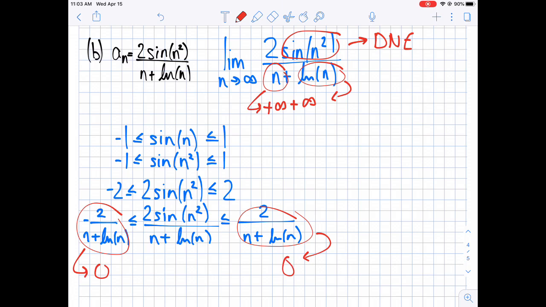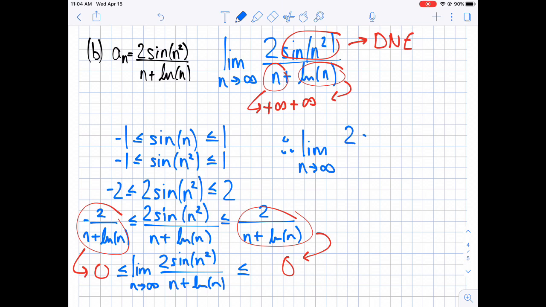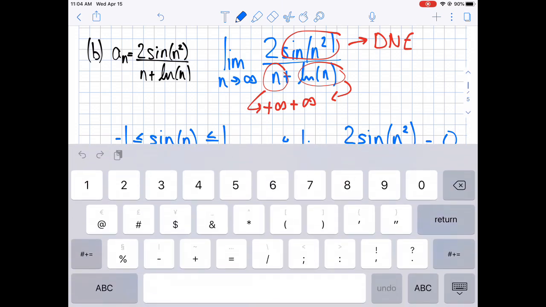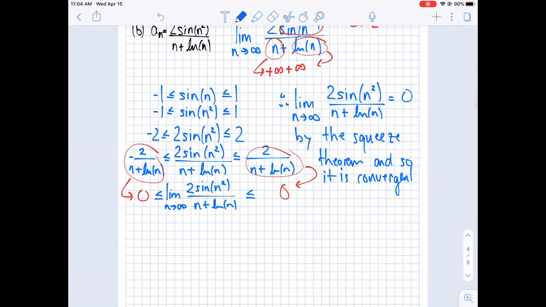And so really what we have now is that our limit as n approaches infinity of 2 sine n squared divided by n plus ln of n is going to be bounded below by 0 and above by 0. And so here we end up getting that our limit as n approaches infinity of 2 times sine of n squared over n plus ln n is equal to 0 by the squeeze theorem. And so it is convergent. And so that is part B. We have that it is convergent.